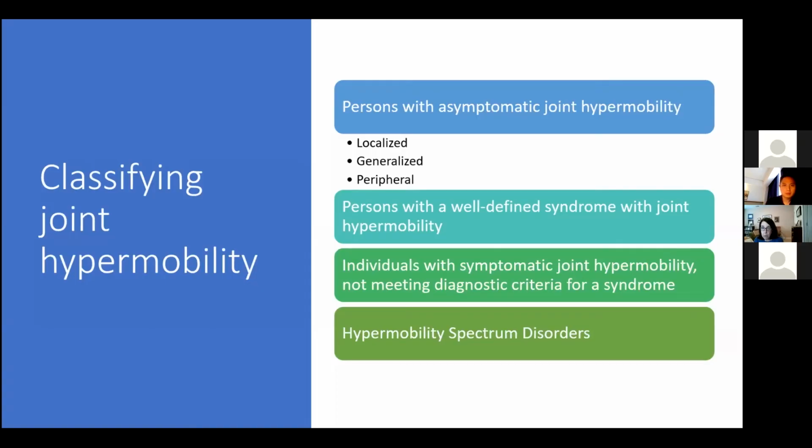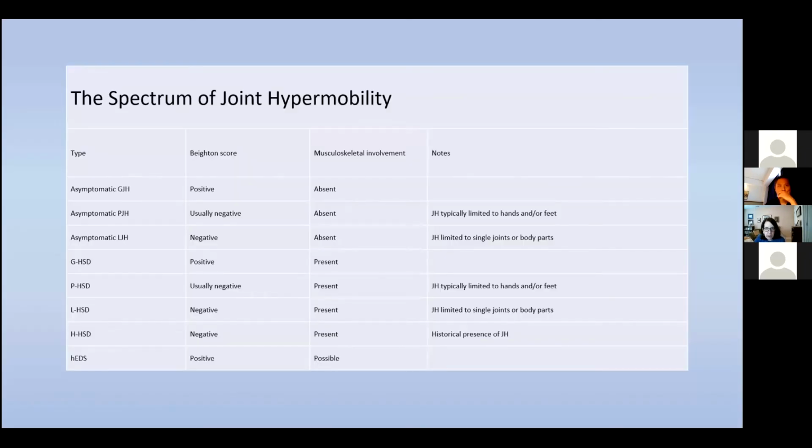So we may have people with asymptomatic joint hypermobility. We may have people who have a well-defined syndrome that includes joint hypermobility. And then we may have some people with symptomatic joint hypermobility, but who do not meet the diagnostic criteria for a syndrome. And those people we consider to have the hypermobility spectrum disorders. So the spectrum of joint hypermobility then includes asymptomatic hypermobility, which may be generalized, peripheral, or localized.